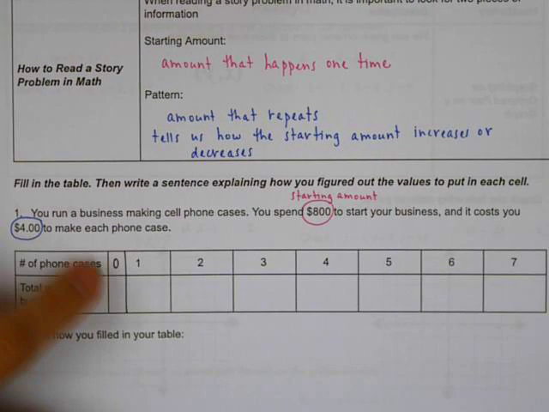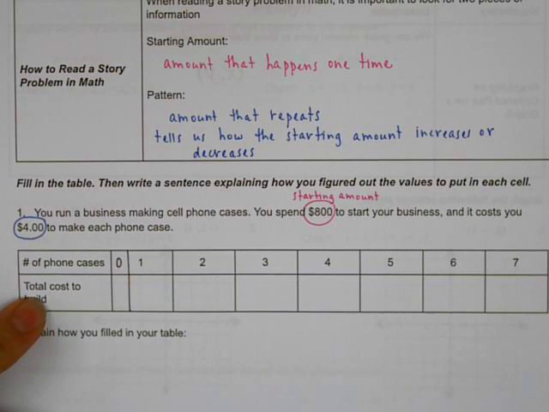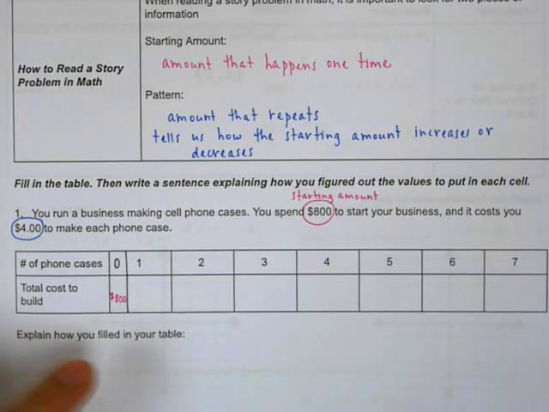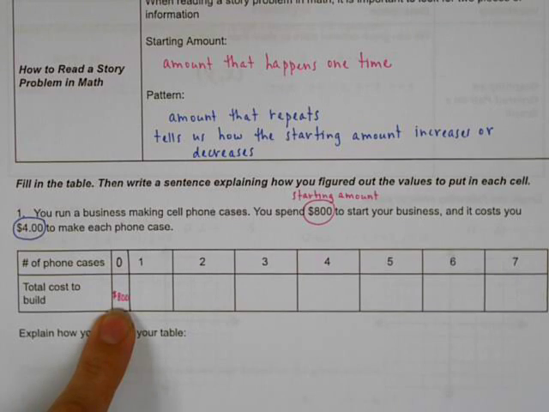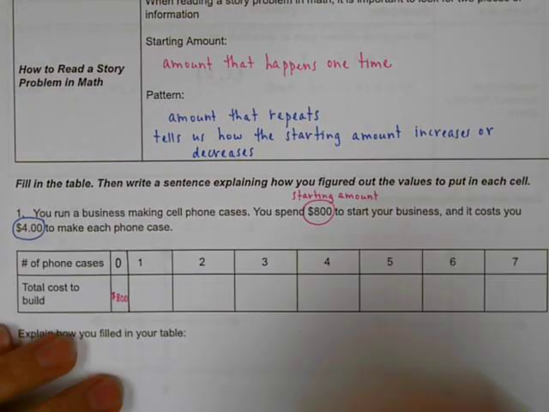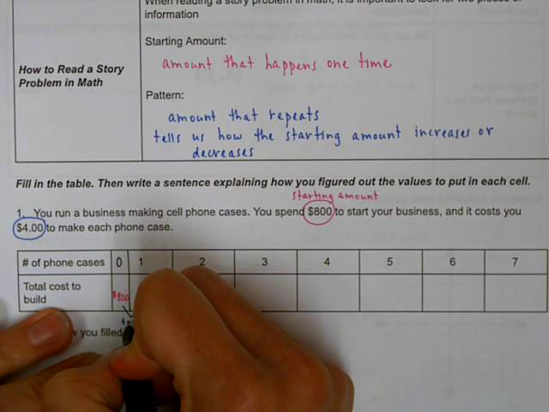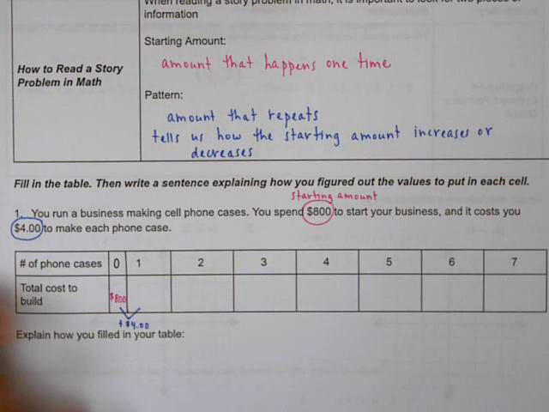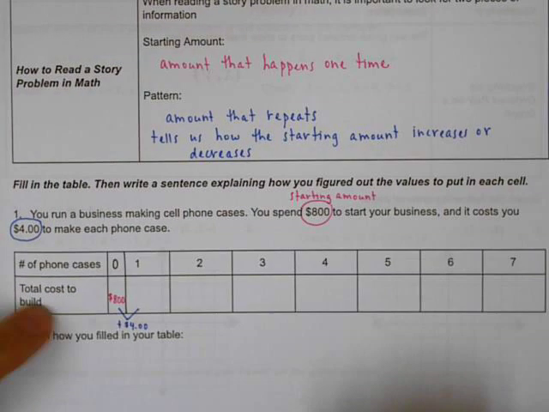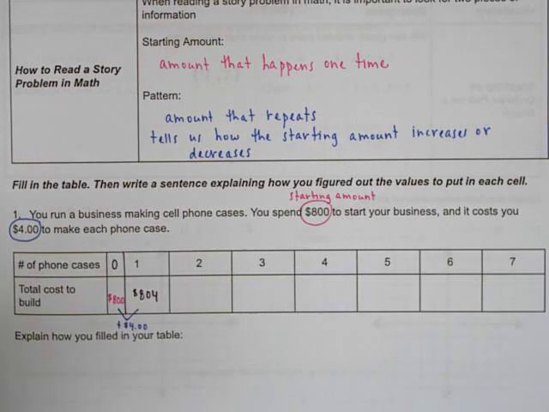So for me, I know that even if I make 0 phone cases, it still cost me $800 to start my business. So my total cost, even though I've made nothing, is $800. And I know that's small, but that's where my starting amount is going to go. Now, to make my first phone case, it told me it's going to cost me $4 to make each case. So to get from here to my first case, I have to add $4. So to make one phone case, it's $800 to start plus the $4 to make the case. So my total cost is going to be $804.